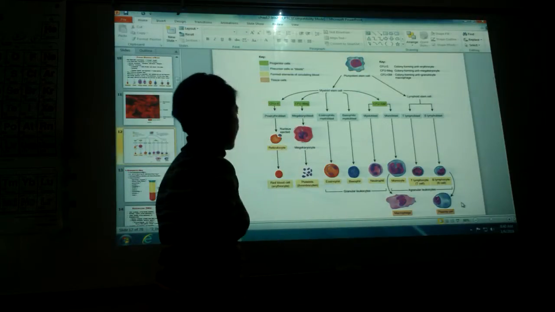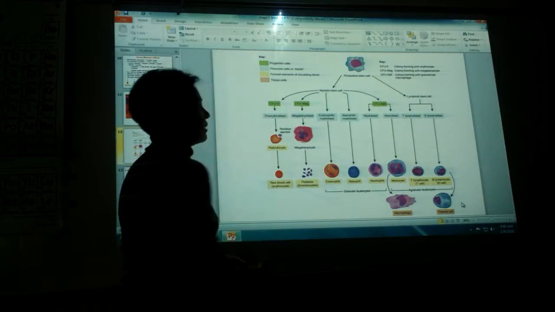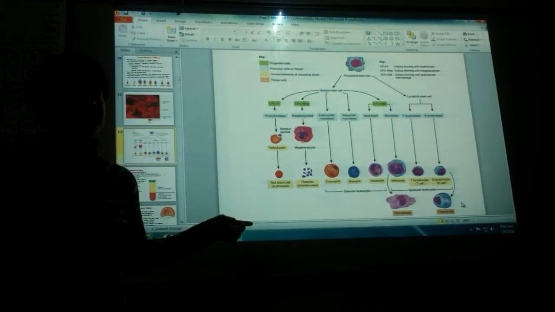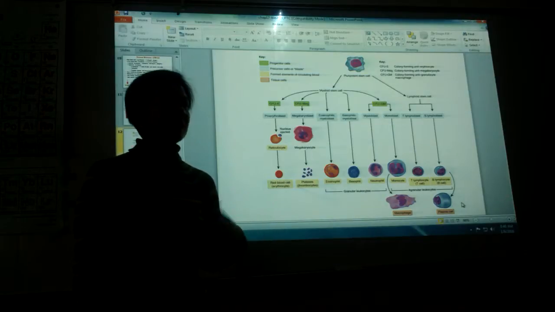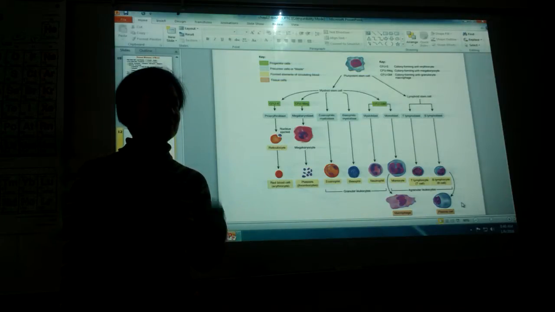Slide 12. Okay. So look at this picture. Do you remember what part of the body makes these blood cells? Do you remember?